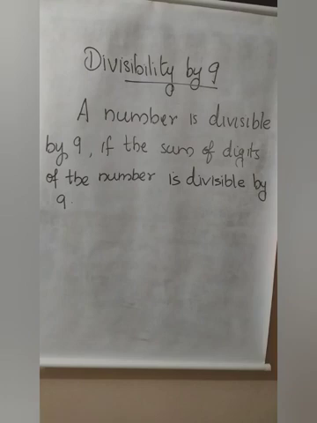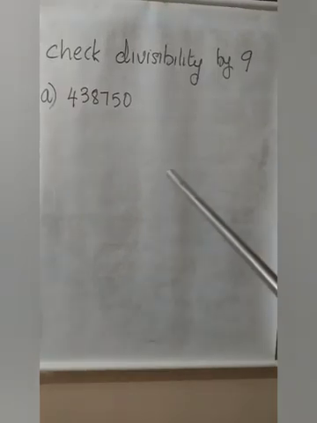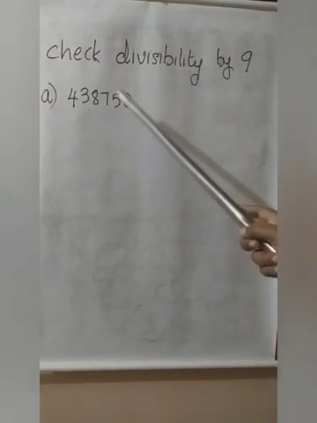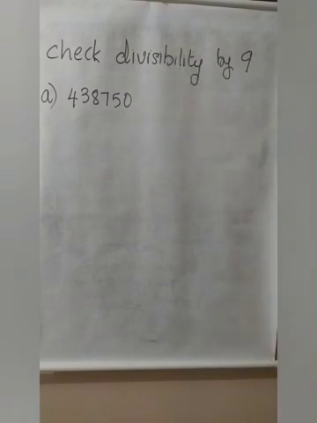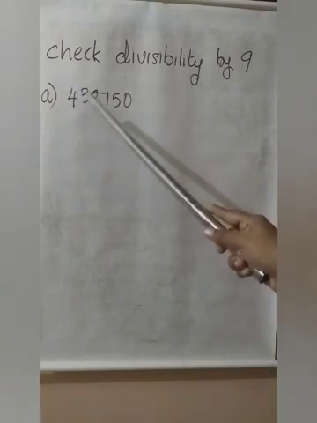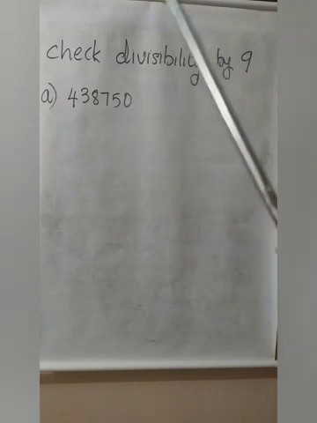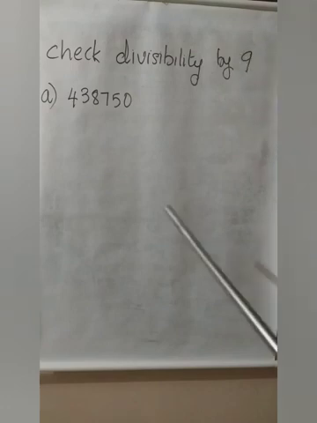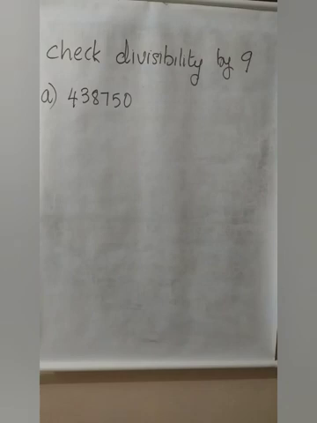Okay, so we can discuss some examples. First example: check divisibility by 9. The first number is 4,38,750. What is the divisibility rule of 9? First we need to find the sum of the digits in the given number. Here, what are the digits? 4, 3, 8, 7, 5 and 0. We need to find the sum, and the divisibility rule depends on the sum. If the sum is a multiple of 9, then we can say this number is divisible by 9.